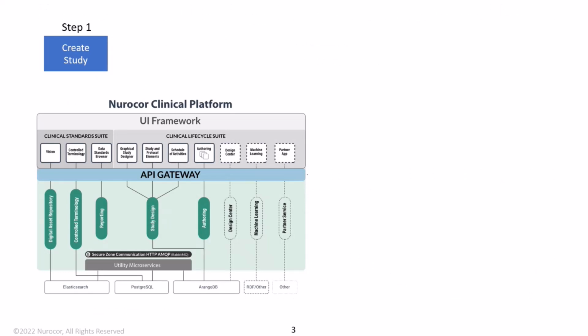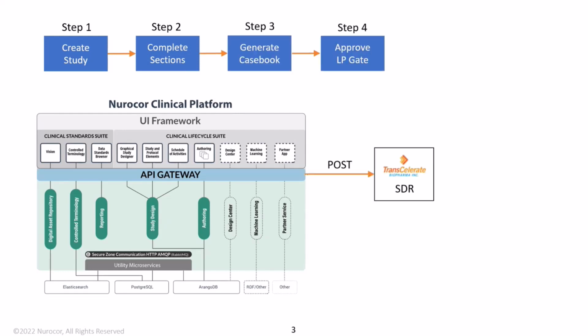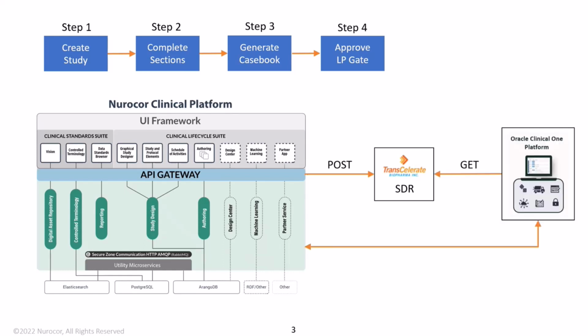Graphically, this use case looks something like this. So we'll create the study, we'll complete the sections, we'll generate the casebook, and then lean protocol kicks in. That's when we'll do the post to the SDR. And then with our partners in Oracle, I'll hand over to them after we complete our upstream demo, and then Oracle will show how they are able to get that study from the SDR and retrieve whatever information is necessary to build out the study in their EDC. Also, we have done some work with Oracle to support bidirectional integration independent of the SDR. So that's what that bottom arrow represents.